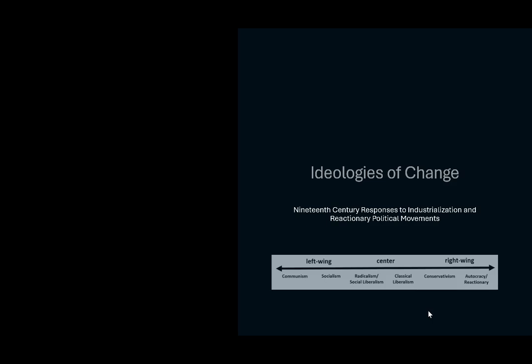The ones that we've already defined: conservatism, and we've already defined reactionary, the autocracy. That word autocracy means absolutism. So the right wing we're pretty good on through the class. But today we're going to be talking about classical liberalism, socialism, and communism. Those are going to be the brown elements that we're looking at. So let's go and jump in.